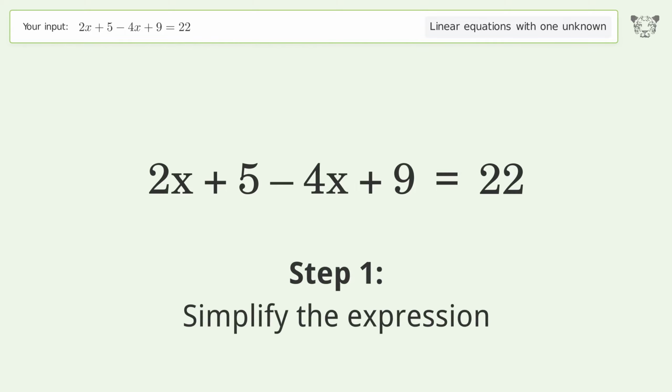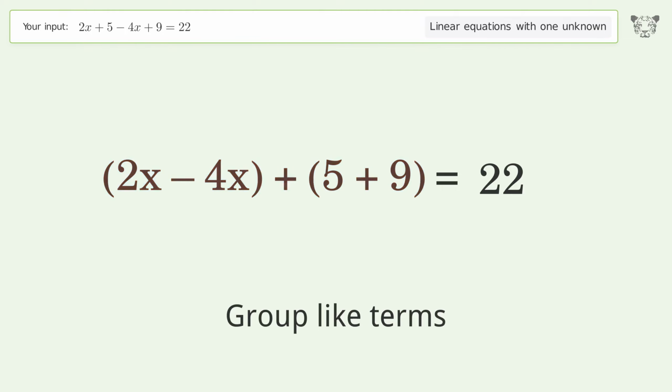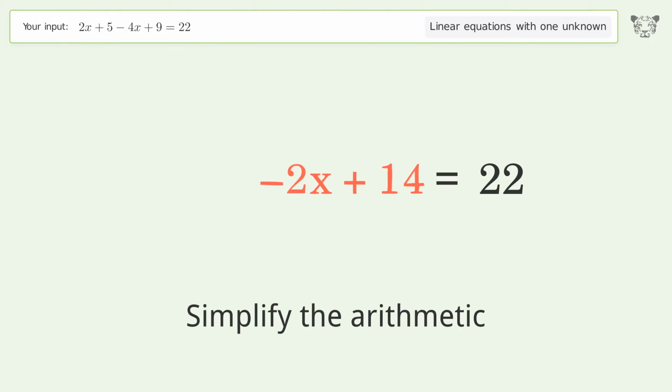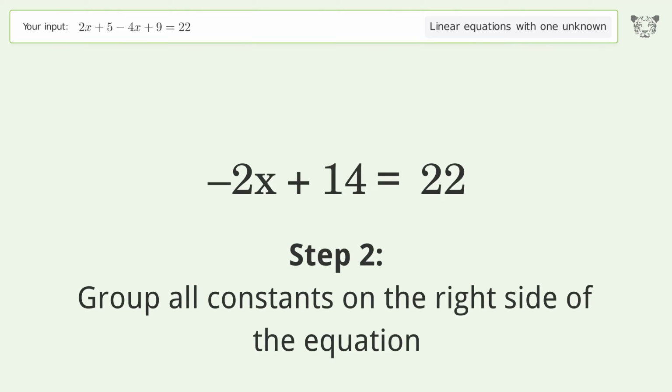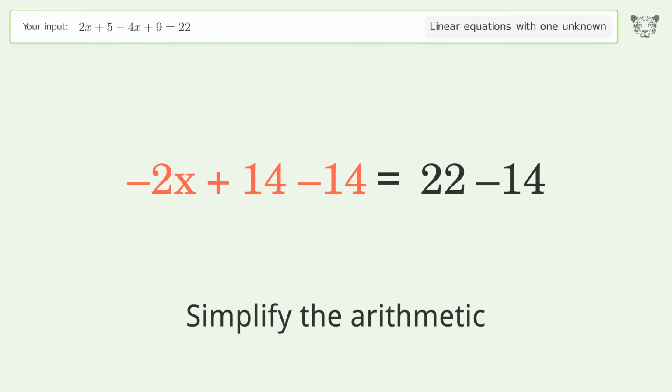Simplify the expression. Group like terms. Simplify the arithmetic. Group all constants on the right side of the equation. Subtract 14 from both sides. Simplify the arithmetic.